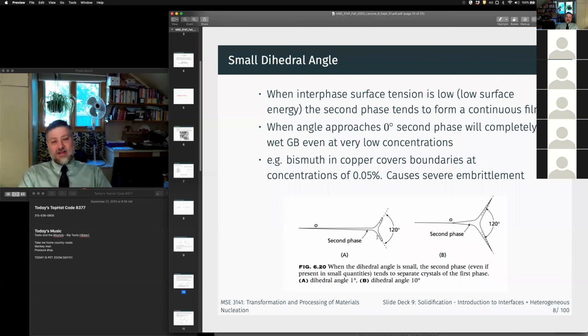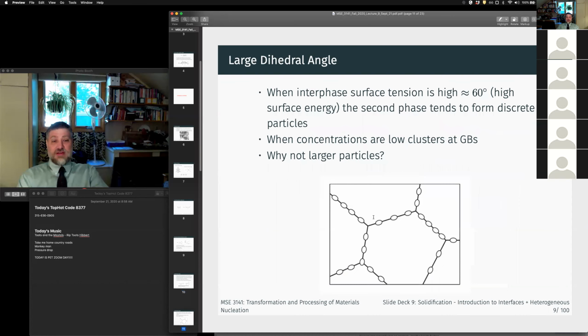So then what they did is they took little tiny tweezers and put the grains under the microscope and took 3D pictures of each grain individually and compared this 3D statistics to what was predicted from the 2D analysis, right? So when this interfacial surface energy is high, the second phase forms discrete particles, right? And they form these clusters at grain boundaries.